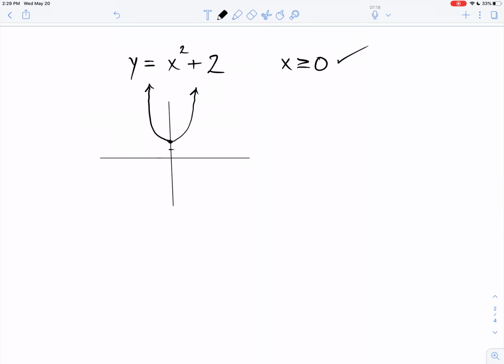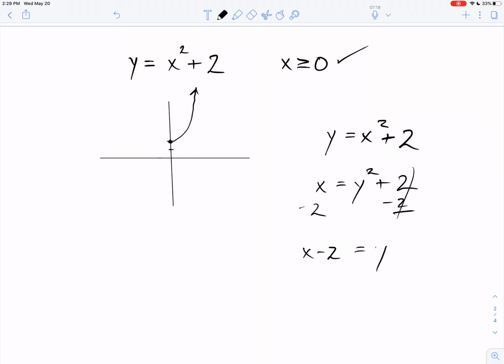So what was my restriction here? I only want to look at the part of this graph that is greater than or equal to 0, which means I want to take this part away. Well, why do I do that? Well, if I switch x and y, and then I solve again for y, I would get y equals plus or minus radical x minus 2.